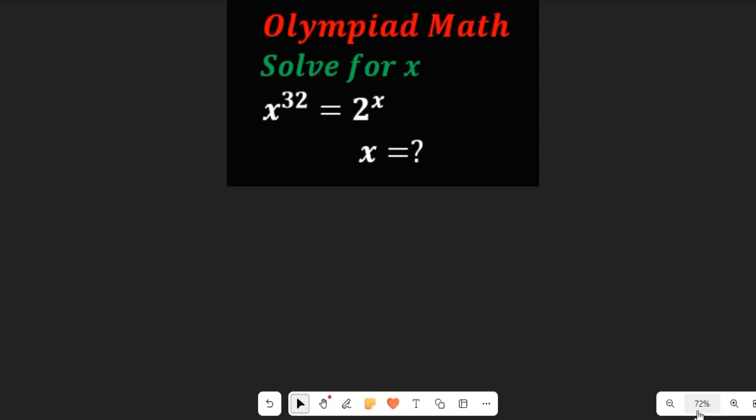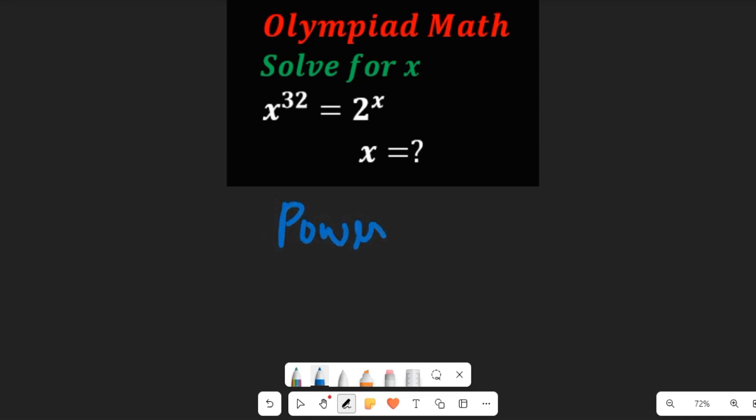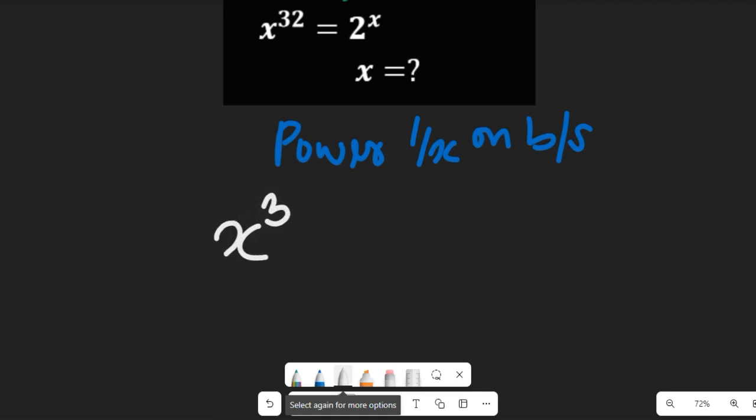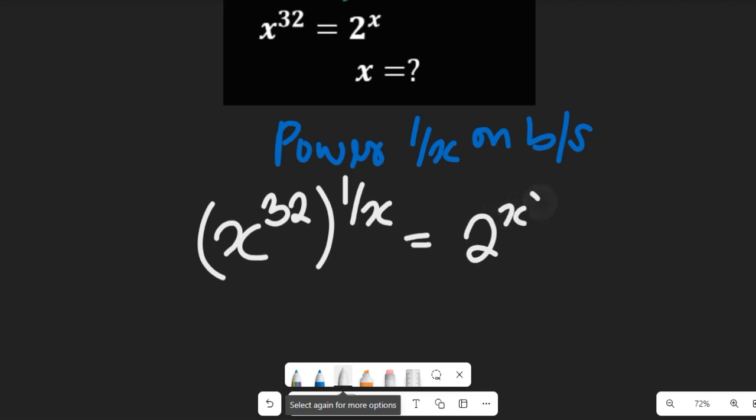To solve this math problem, let's start by taking the power of 1 divided by x on both sides. If we do that, the expression becomes x to the power of 32 multiplying 1 divided by x, equal to 2 to the power of x multiplying 1 divided by x.